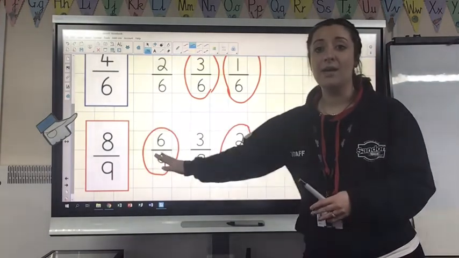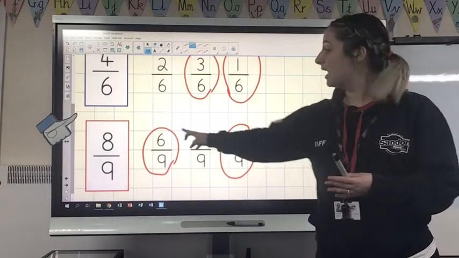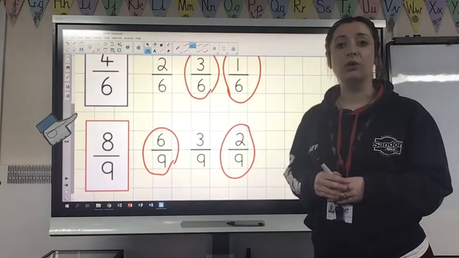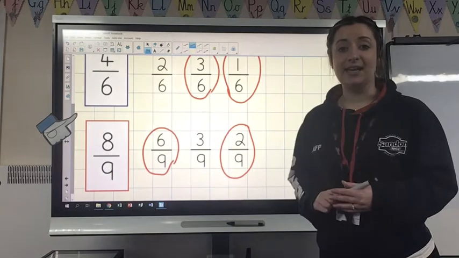And remember, my denominator was the same, so I'm only focusing on the two numbers as the numerators to make a total of 8. And my denominator stays at 9.